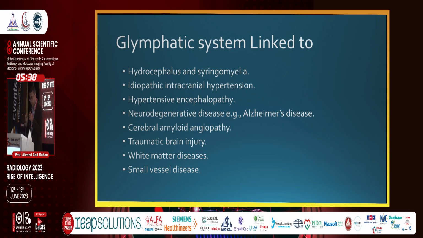And we know now the lymphatic system is linked to other diseases, and it's a subject of research in many topics, including hydrocephalus and syringomyelia, idiopathic intracranial hypertension, hypertensive encephalopathy, neurodegenerative disease, especially Alzheimer's disease, cerebral amyloid angiopathy, traumatic brain injury, white matter diseases, including vasculitis and demyelination, and also it's linked to small vessel disease.